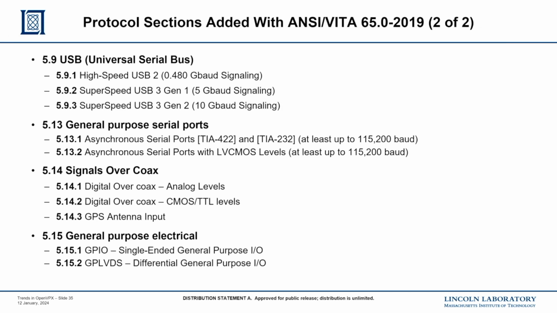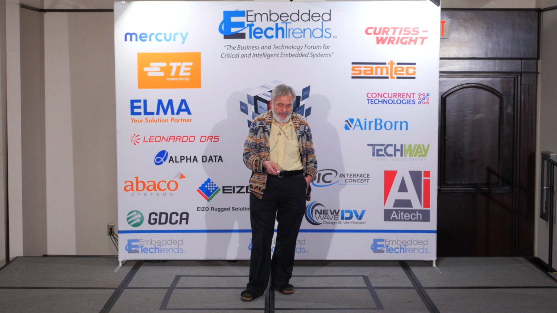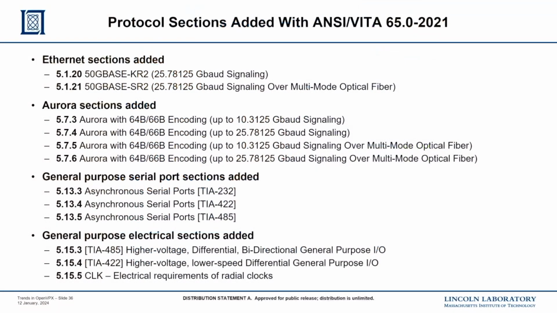We wanted to be able to specify more of the SBC, single board computer stuff. So we've got USB, general purpose serial ports, and then signals over coax and general purpose electrical were all added in 2019. And then in 2021, we added some more of the higher speed Ethernet. In this case, it's Ethernet just over 2 lanes. We added some more Aurora. We added more general purpose serial and more general purpose electrical.